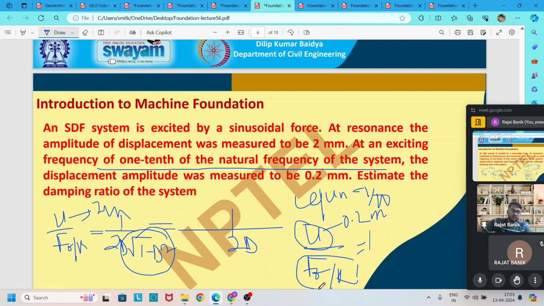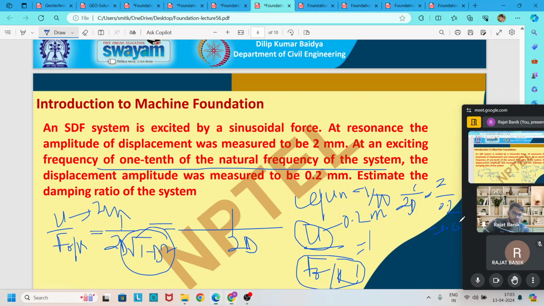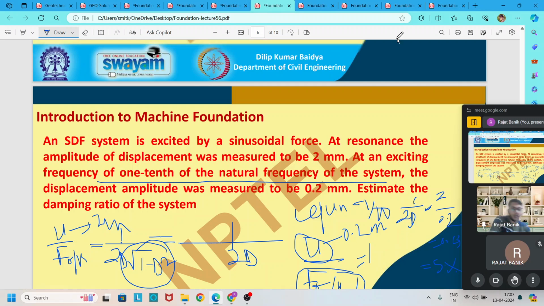So from this equation you get f naught by k, and if you put it again in this equation, you get the damping ratio, which is 1 by 2t equal to 2 by 0.2. So our answer is 0.2 divided by 2 divided by 2, which is 0.05, which we can say is 5%. So by this simplest way, we find this answer.